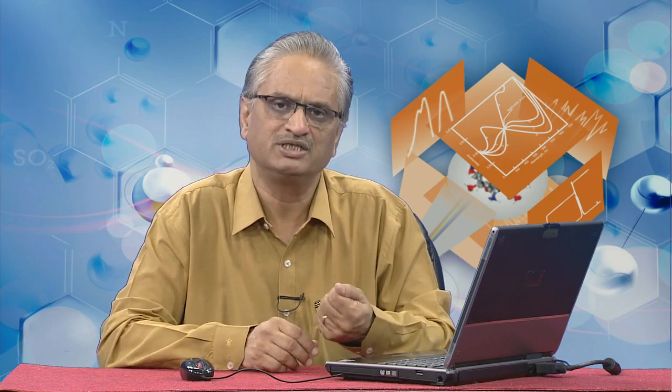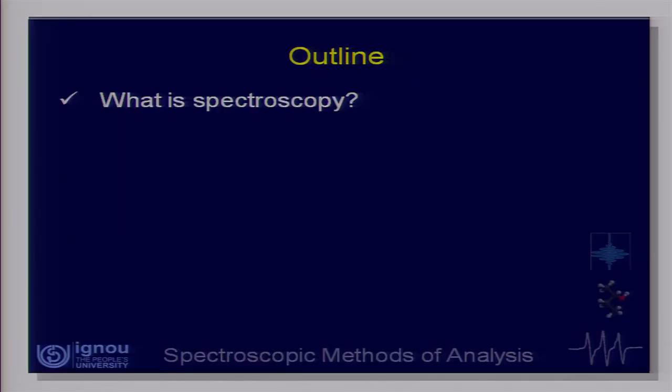Today, in the first session on basic aspects of spectroscopy, we will focus attention primarily onto the electromagnetic radiation in terms of its nature and characteristics. The session for today is planned as follows. To begin with, we will try to define what is spectroscopy, and then thereafter we will come down to the main theme of today's session, that is electromagnetic or EM radiation.